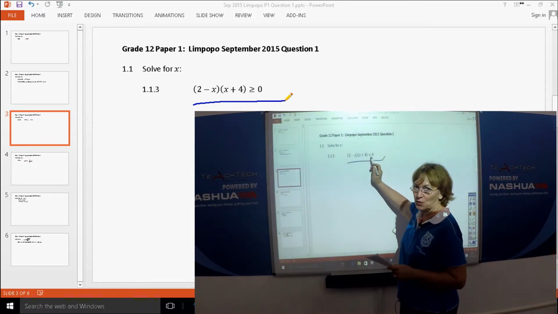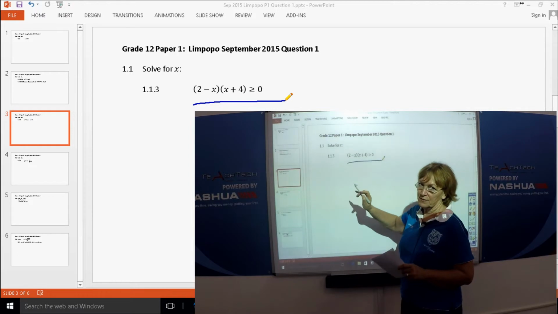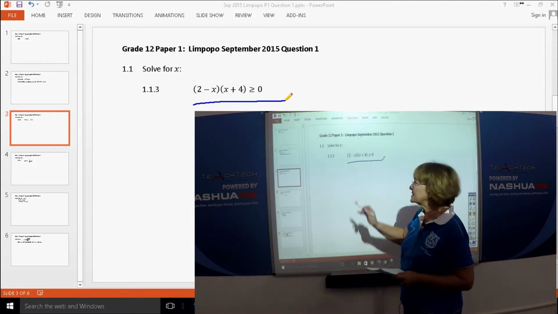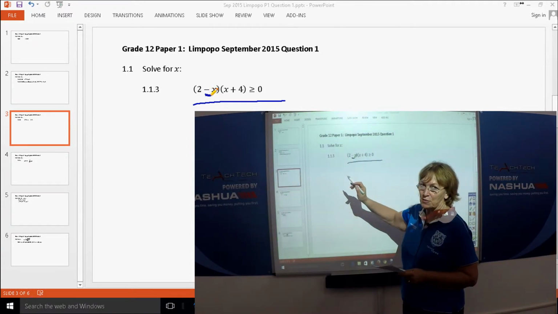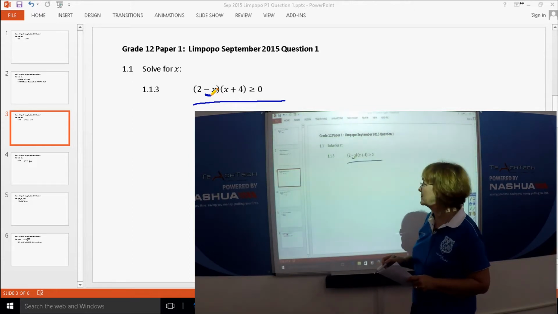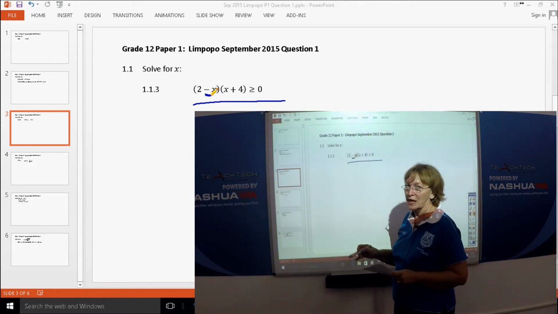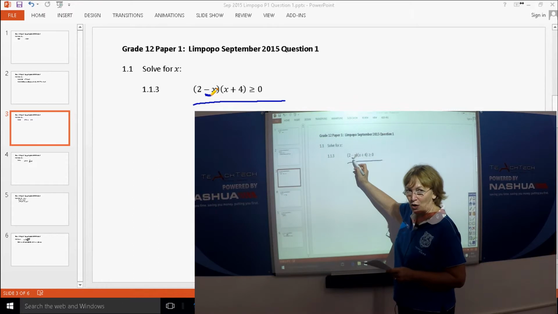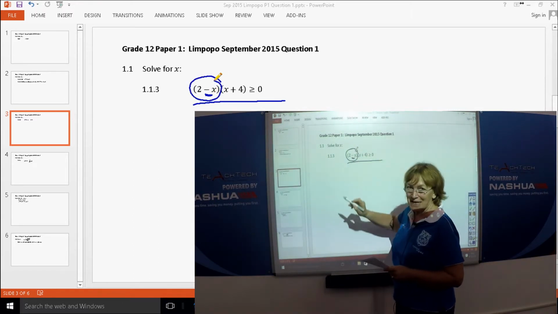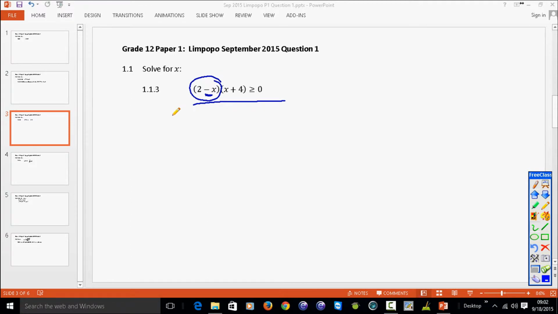The right-hand side is already a 0, so it's kind of ready for the next step, except that we have a negative x there that might cause a little bit of a problem if we want to use our usual pattern of finding the solution. So what we can do is change that sign of the negative x by multiplying only this factor, only the one factor, by negative 1. So negative 1 times 2 is negative 2, and negative 1 times negative x is positive x. The other factor we leave as is.